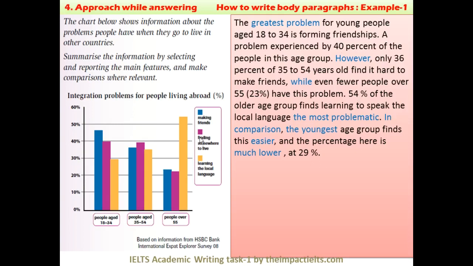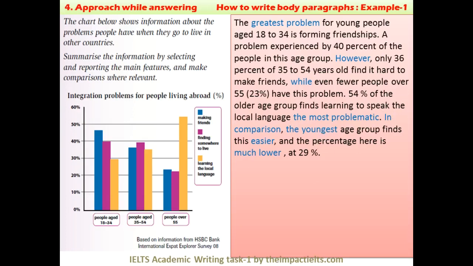However, now comparison, you can see only 36% of 35 to 54-year-olds, so once this, and then comparing with this, while even fewer, comparing with this, so same thing. And again, you can see the way these comparatives are used. Fewer people over 54%, the older age group, find learning to speak the local language the most problematic in comparison to the youngest age group. So this way it is done.